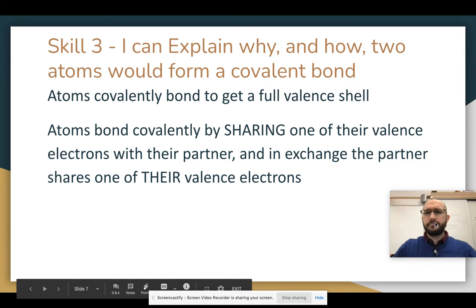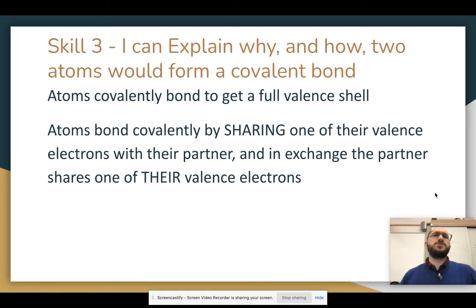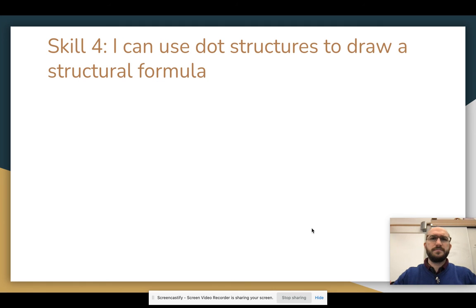All right, now, here's the review. Skill 3, I can explain why and how 2 atoms would form a covalent bond. They do it to get a full valence shell. And how do they do it? By sharing. They share it with their partner, so each atom has access to both electrons. And you make as many covalent bonds as you need to be happy. Now, that gets a little weird. More on that in a moment.